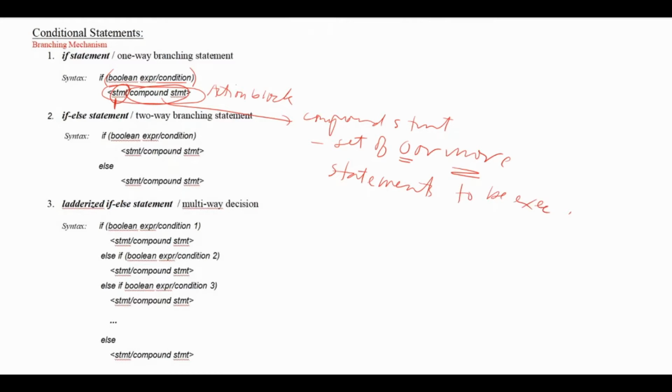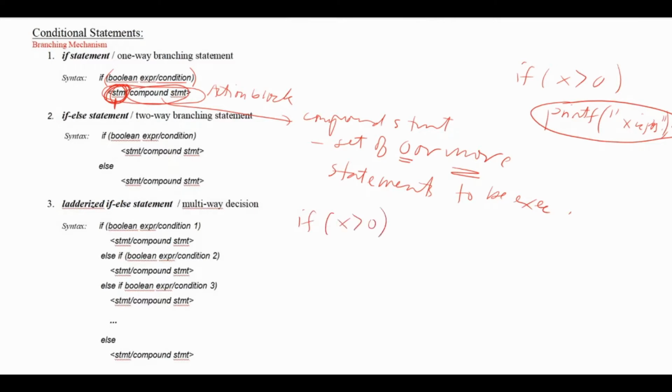For example, if you say, if x is greater than 0, then there is only a single statement to be executed. You say x is positive. That's the only action. So this is a single statement. Now we could also say if x is greater than 0, then instead of just a single statement, you could have a compound statement.